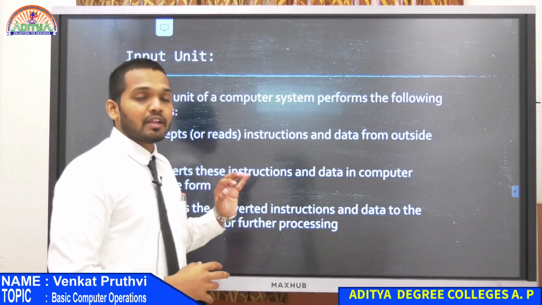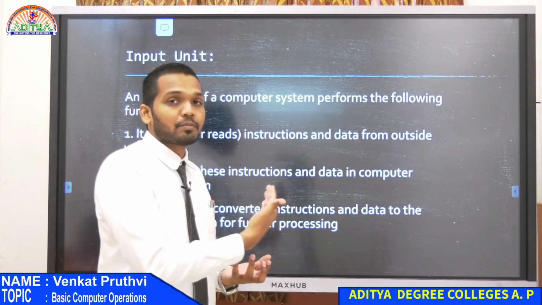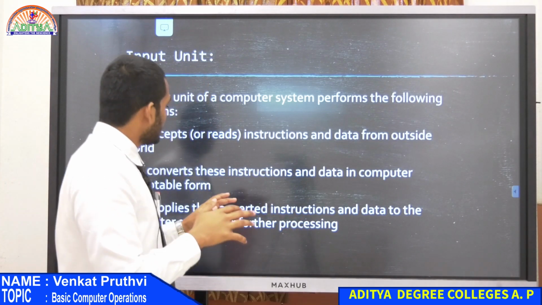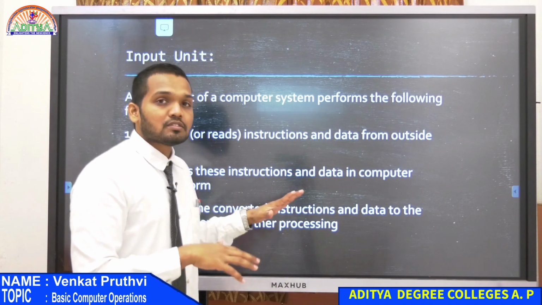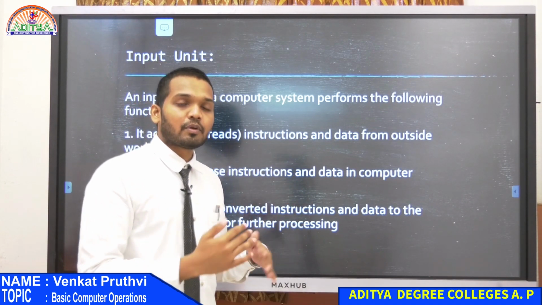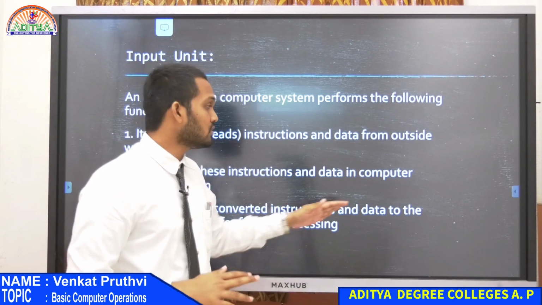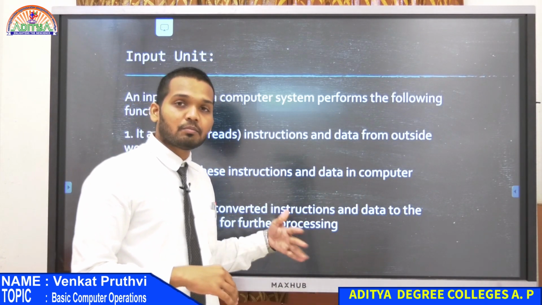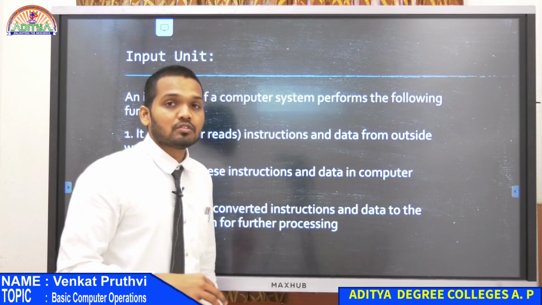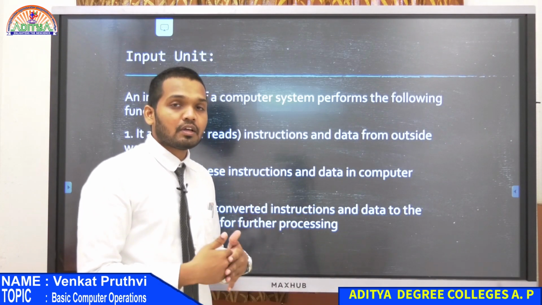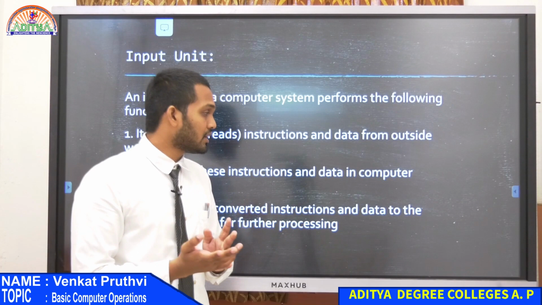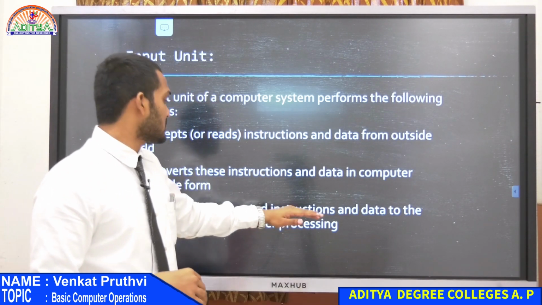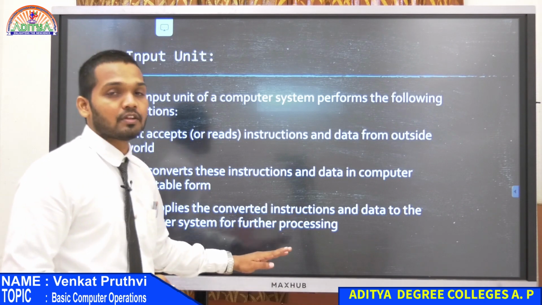So, whenever you are feeding data, programs or instructions into the computer, the computer first converts whatever data you have provided into the computer acceptable form. The computer acceptable form is nothing but your machine language. So, it converts into zeros and ones. All the data is converted into a computer readable form, that is machine language, and then it supplies the converted instructions and data to the computer system for further processing.